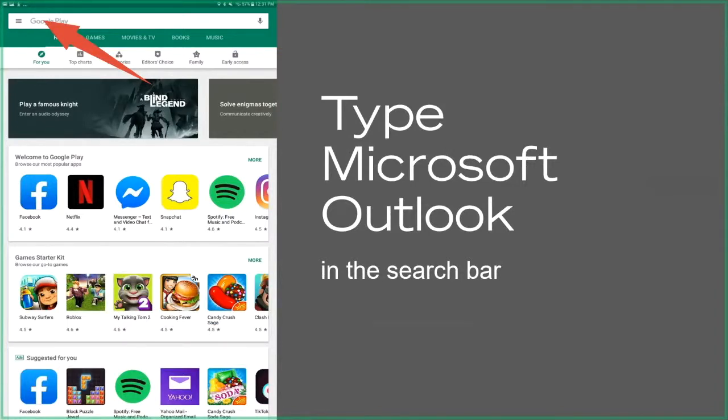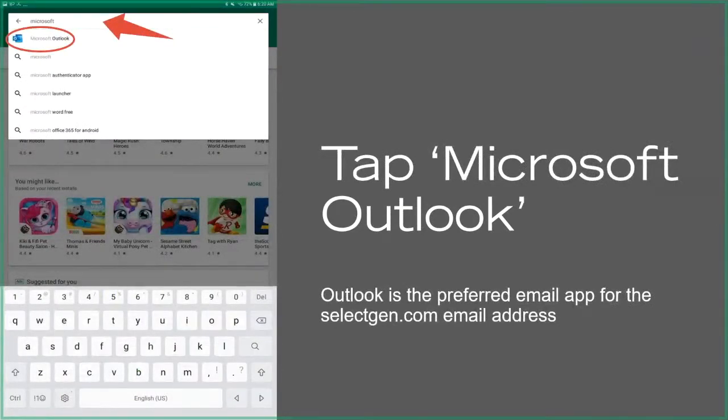So entering into the search bar, you're just going to start typing Microsoft Outlook. You probably won't even have to get that far in your typing. It will come up as one of the options. You want to pick Microsoft Outlook, the one that has that blue O icon to the left of it. That's the official Microsoft Outlook app. And it is the preferred email app for your selectgen.com email address.